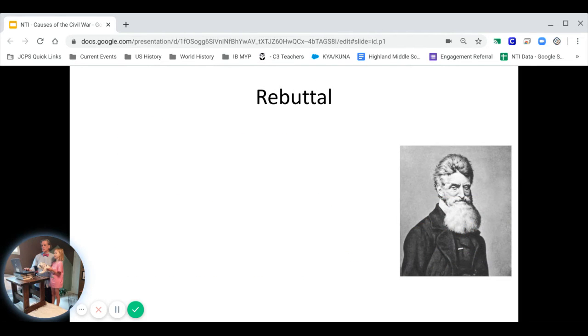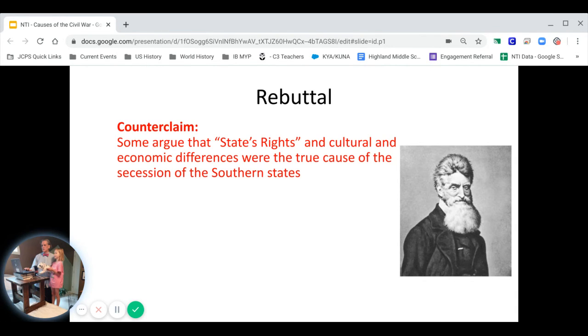So a rebuttal, or an argument that you will hear a lot of people make in relation to slavery or in relation to the causes of the Civil War, is that it was not really slavery, but that it's this idea of states' rights, that the federal government can't tell the southern states what they can and can't do, and that there were cultural differences between the North and South, and that was the reason that they fought the Civil War, the economic differences that I mentioned earlier. So they'll look to these other reasons and say that they were causes of the Civil War.